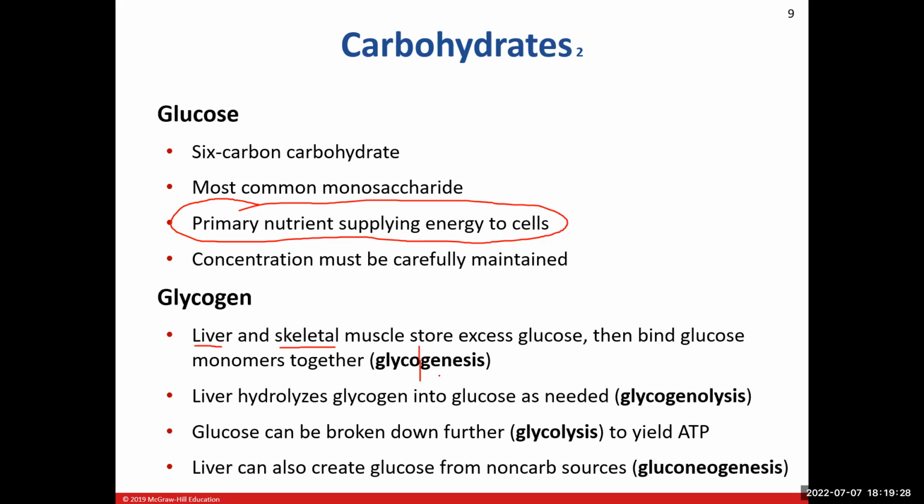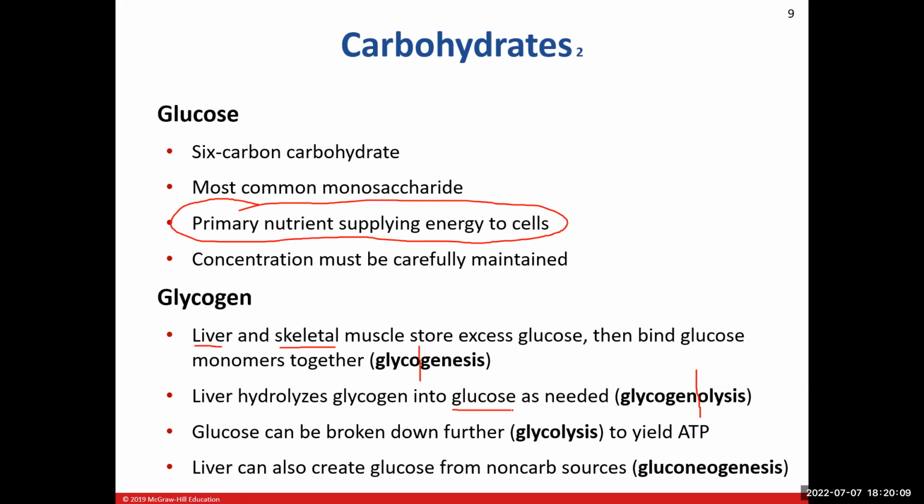There's going to come a time when you need to access that stored glucose, that glycogen. That process is called glycogenolysis. When we look at this word, glycogen tells us what we're dealing with, and then lysis means to break down. So in glycogenolysis, we start to break down the glycogen molecule and start cleaving off individual glucose molecules. The chemical reaction that does that is hydrolysis.